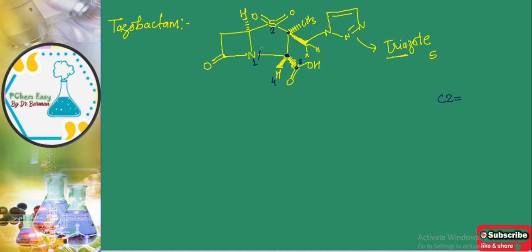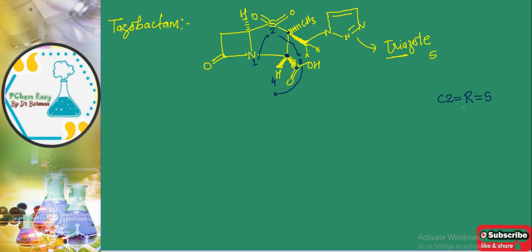Now we will have to move 1 to 2, 2 to 3, 3 to 4. So it is clockwise direction. But what about this? If it is clockwise direction, it must be R. But the least priority group, that is the hydrogen, is in wedge bond. So we will have to revert the stereochemistry, the stereo center, the configuration. So if it is R, we will have to write S.